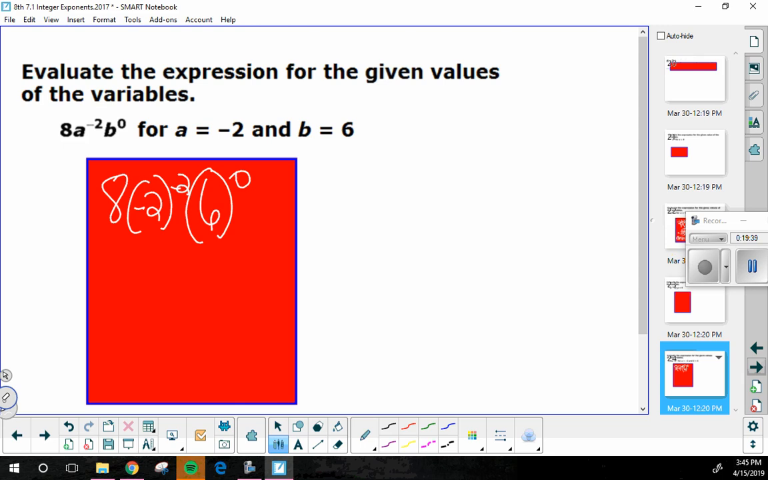Okay, so what happens with that 8? Does it move anywhere or stay where it's at? It stays. And because the 8 stays, there's not going to be a 1 on the top. This negative 2 to the negative 2, what is that going to do? It's going to move to the bottom. What is 6 to the 0 going to do? Go away. So we're going to end up with 8 over negative 2 squared. What is negative 2 times negative 2? 4. So that leaves us with 8 over 4. What is our answer to this? 2.